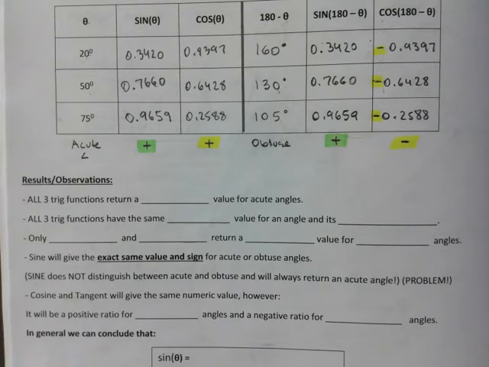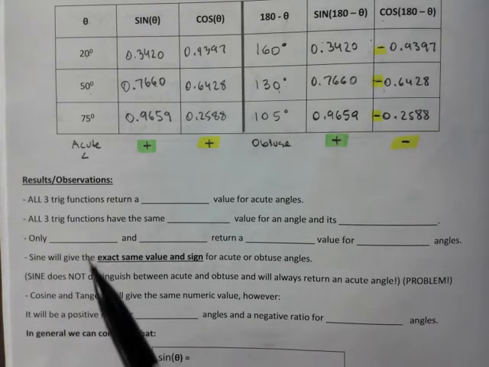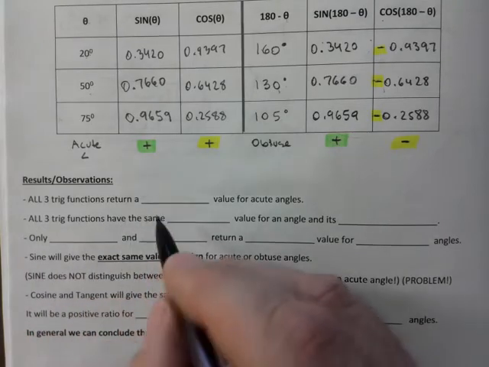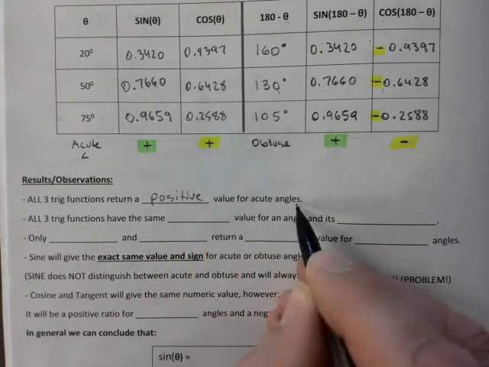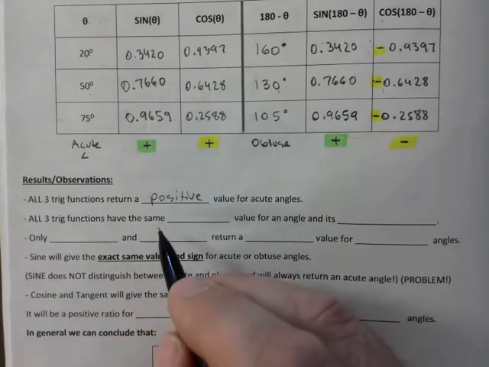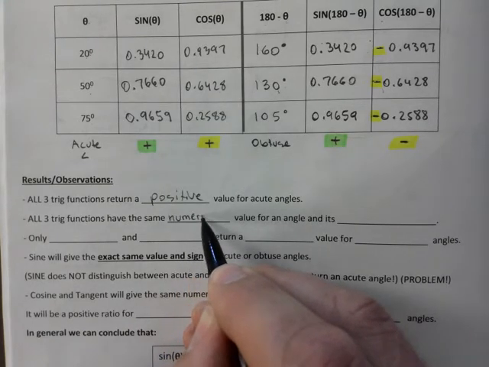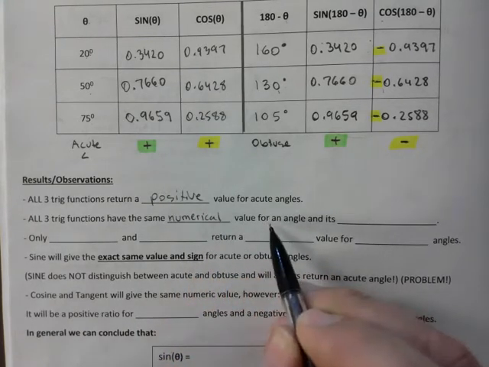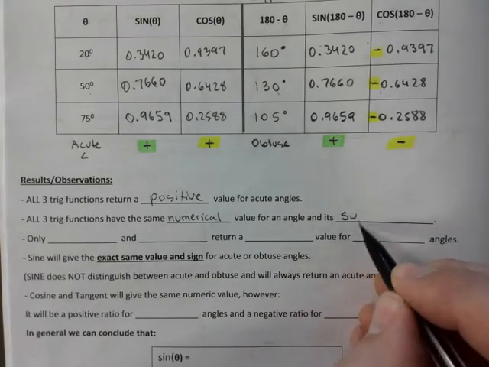I'm just going to move my mouse here. There. Let's fill in. All three trig functions return a positive value for acute angles. All three functions have the same numerical value for an angle and its supplement.